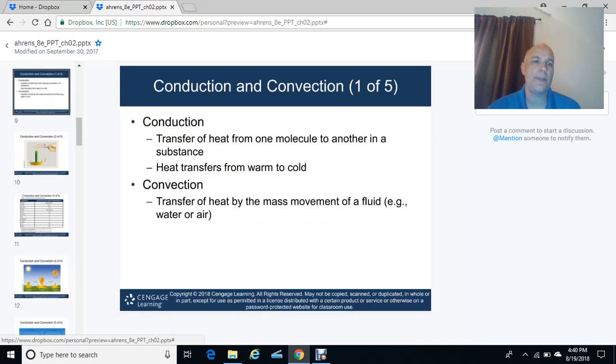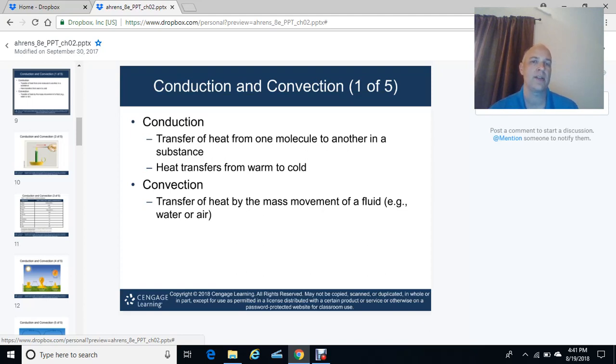We're going to move right into the heat transfer mechanisms now. We're going to talk about conduction and convection first. Conduction, I want you to think of conduction as simply transfer of heat from direct contact. I'm going to show you a picture here in a minute to demonstrate conduction. But just remember that conduction is transfer of heat, in this case from one molecule to another in a substance. But I want you just to think about transfer of heat by direct contact. And heat will always transfer from a warmer object to a colder object.